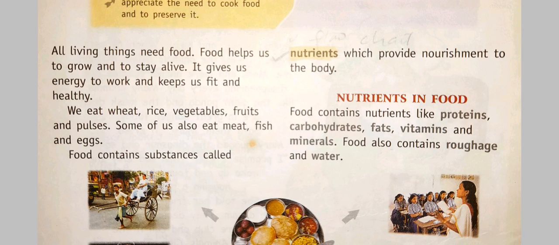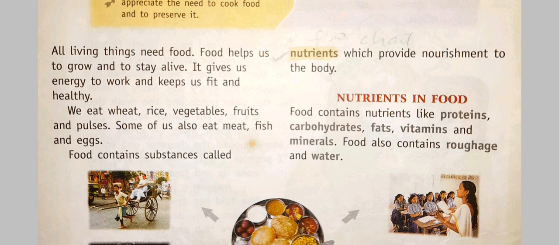Now there are 5 main types of nutrients which are present in each and every food item. Food contains nutrients like proteins, carbohydrates, fats, vitamins and minerals. Besides this, roughage and water are also present, but they are not considered nutrients. They are an important part, they help in the process of digestion. So one by one we will study all the nutrients in detail, their functions and their sources, meaning from where you are getting them.